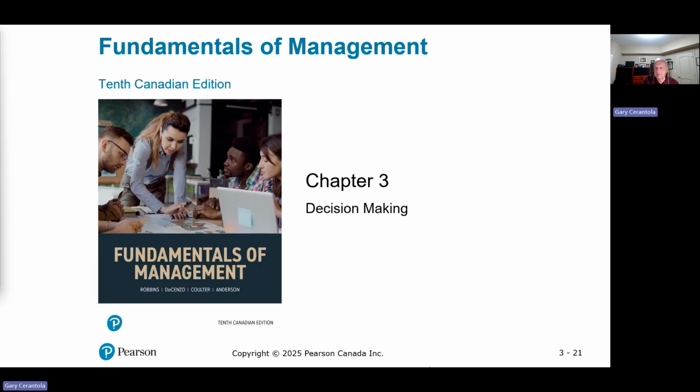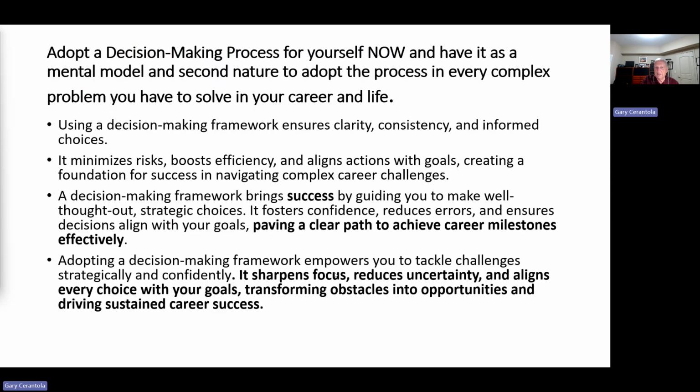Okay, so I talked about chapter 3, decision making, and basically what I'm really trying to encourage you to do is adopt a decision-making process for yourself now, so that you can internalize that process and know it second nature, so that when you come inside of a team, or you have to make a decision, you use the tools. And what I'm saying is, pick a decision-making process that works for you.